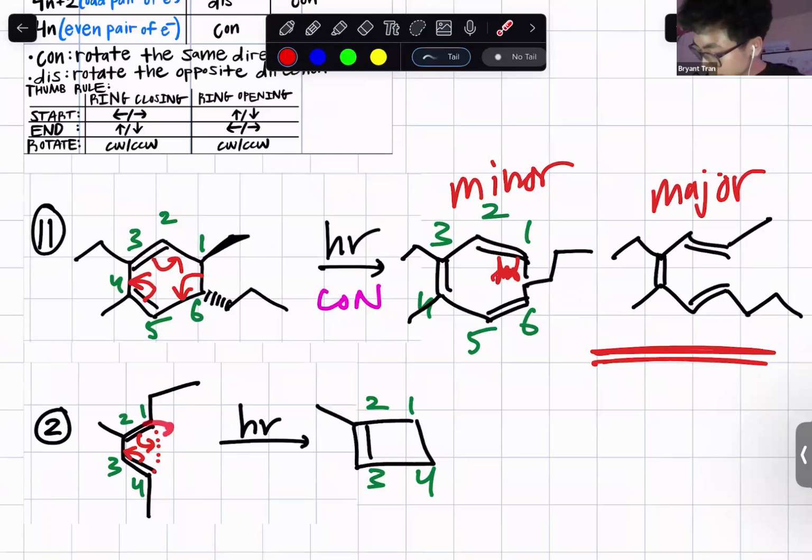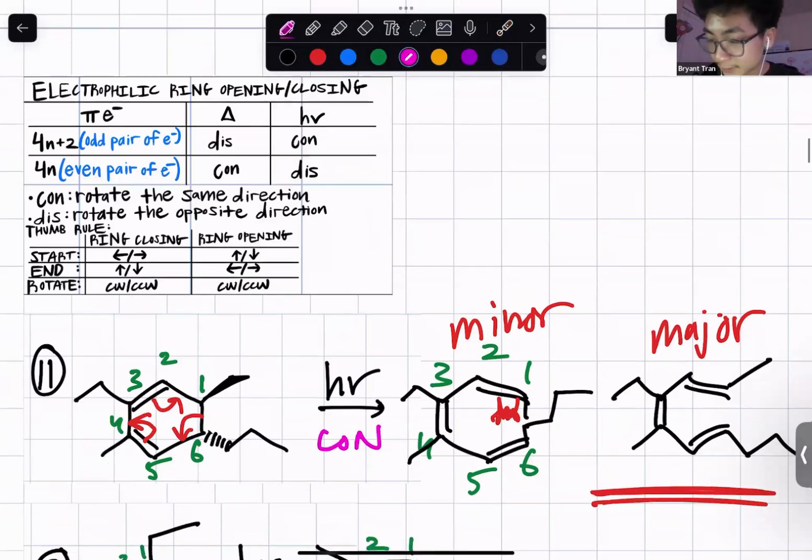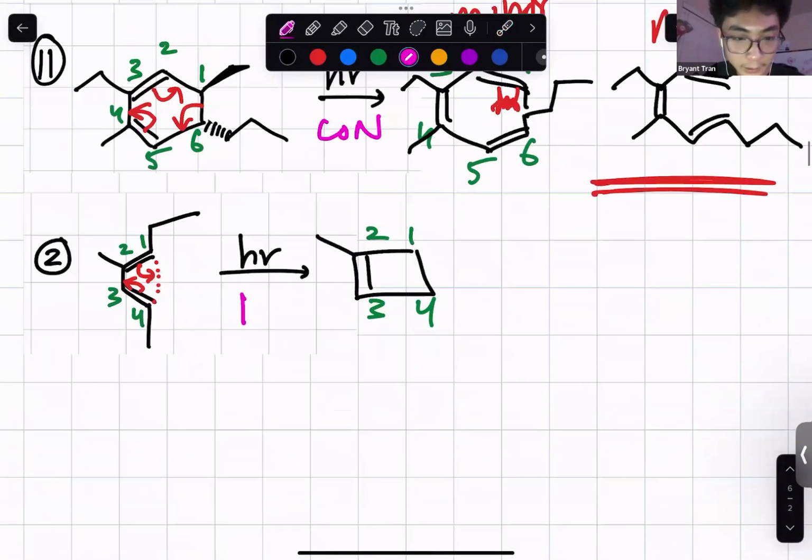Because we have 2 pairs of electrons, which is an even number of pairs, with light, h nu, we're going to have a disrotatory reaction. So let's write that down so that we don't forget. Disrotatory reaction, right? Now we look at this chart here with the thumb rule. Because we're ring closing, I'm going to start my thumbs left or right, and I'm going to end my thumbs up or down. And I'm going to rotate my thumbs clockwise or counterclockwise.